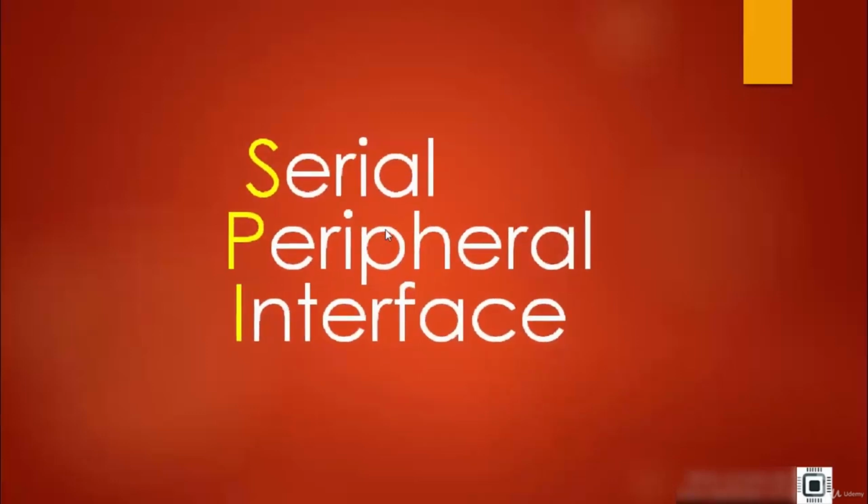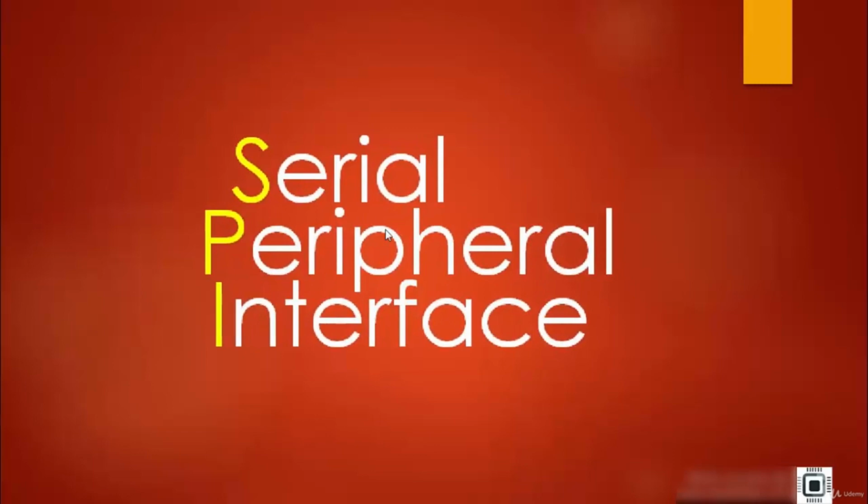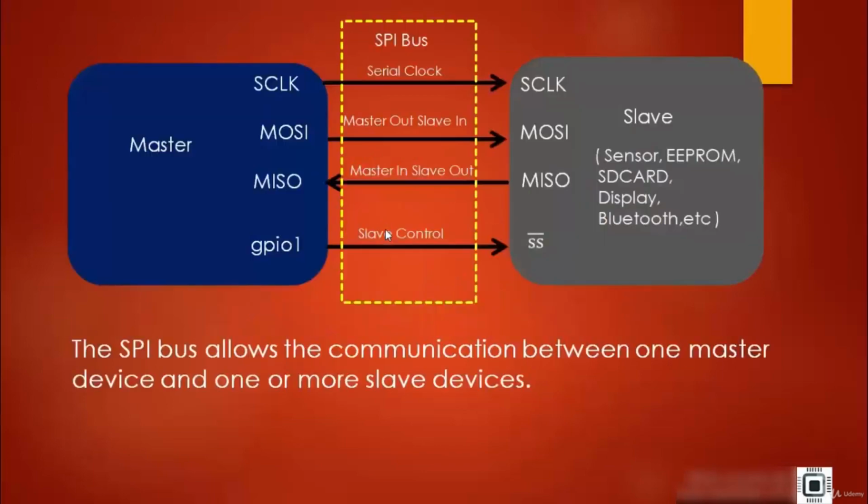This is one of the protocols used to communicate between one master and a couple of slave devices in the embedded world. For example, let's say there is one master device and one slave device. The slave may be anything. It can be your sensor, an EEPROM chip, an SD card, a display, or wireless connectivity chips such as Wi-Fi or Bluetooth. If the master device wants to communicate with the slave, meaning it wants to send some data to the slave or retrieve some data from the slave, a specific protocol is defined, and the SPI protocol is one among them.